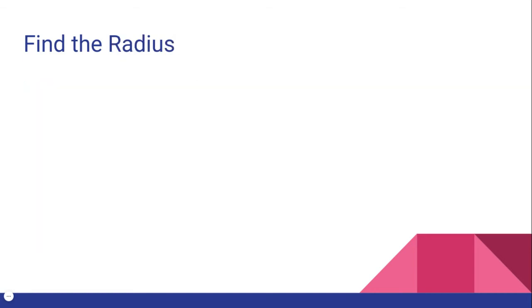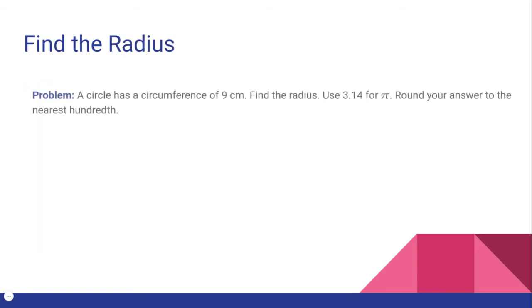Now let's find the radius. A circle has a circumference of 9 centimeters. Find the radius. Use 3.14 for pi. Round your answer to the nearest hundredth. We are going to follow the exact same steps that we followed to find the diameter. And then since we know that radius is half of the diameter, we're going to divide that answer by 2 to get the radius.